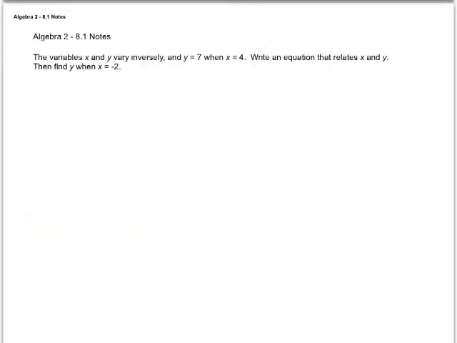Okay, so the variables x and y vary inversely, and what we're saying is that y equals a over x. That's the relationship. And then they tell us y equals 7 when x equals 4. In other words, 7 equals a over 4. So a is 28. And how did we get that? Well, you just multiply both sides by 4. So this 28 is my constant of variation. And so my equation is y equals 28 over x. This is the equation I'm actually going to work with.